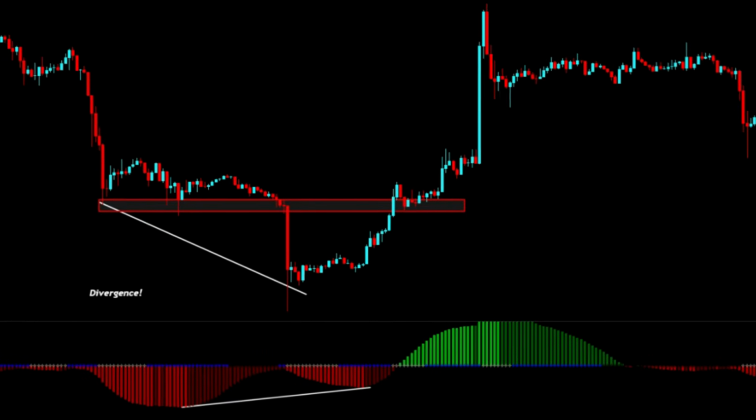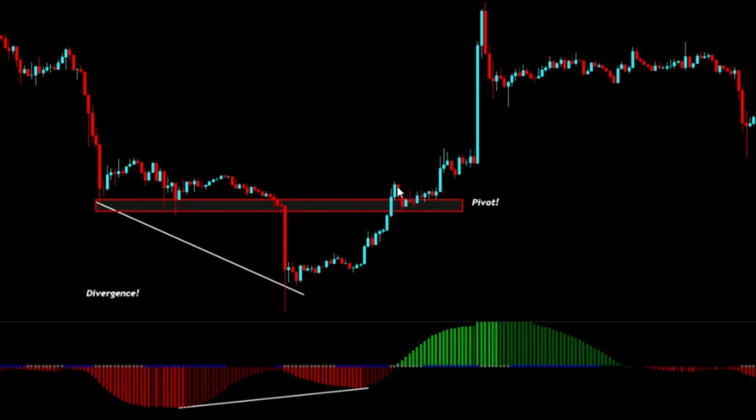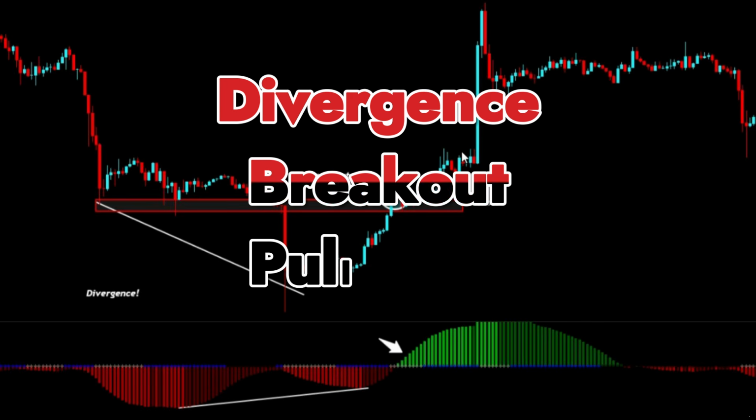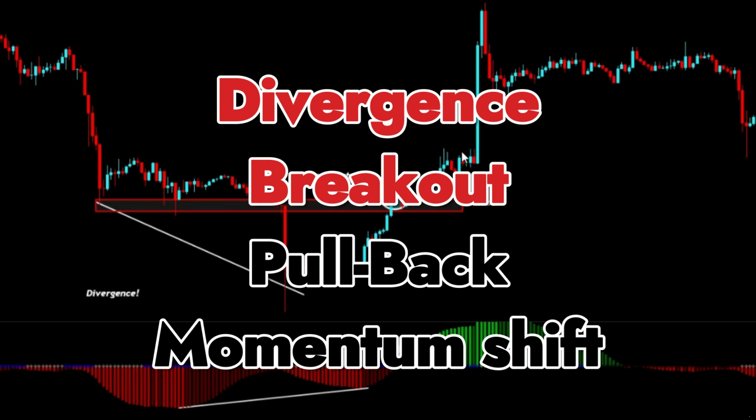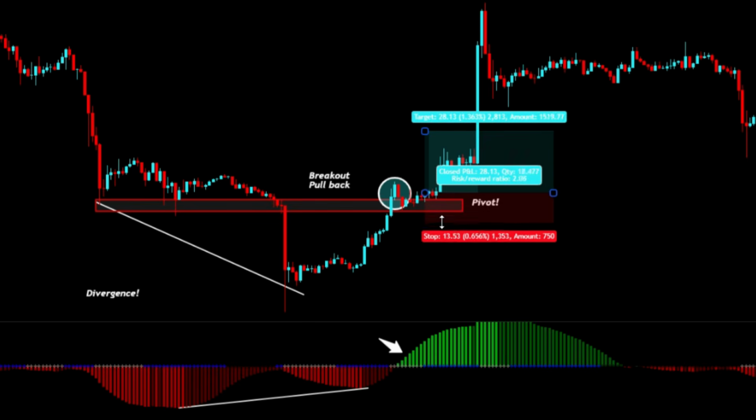If we draw a resistance level from the base of the previous move, we create a pivot area where price has previously reacted. As price develops, the candles eventually break above that resistance level. Shortly afterward, we get a pullback into the breakout area. At the same time, the histograms turn green, providing additional confirmation that momentum may be shifting in favor of the bulls. When multiple factors start aligning, a divergence, a breakout, a successful retest, and improving momentum, it can create a much stronger setup.